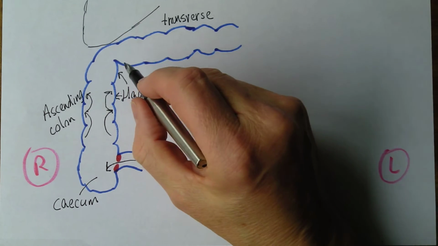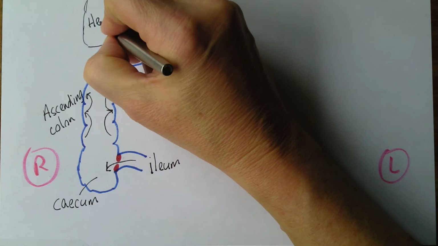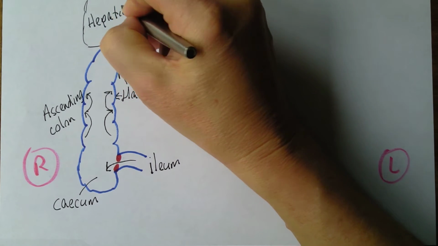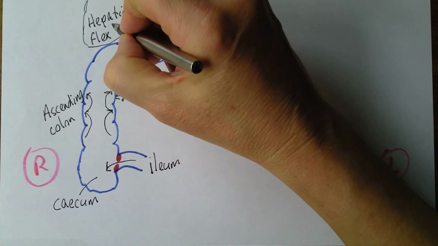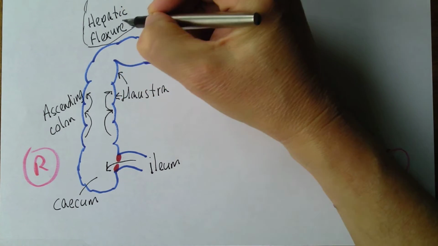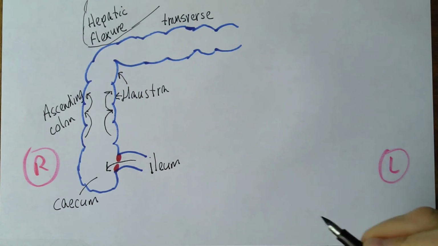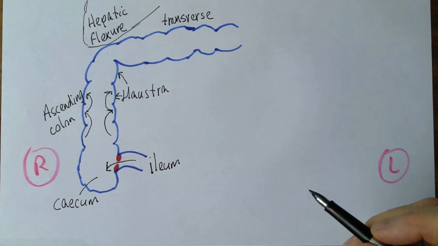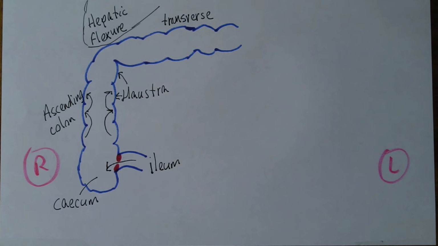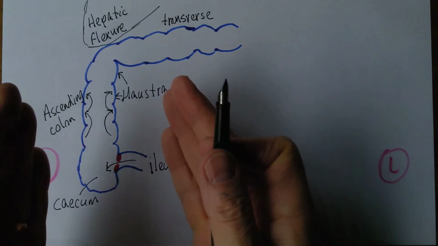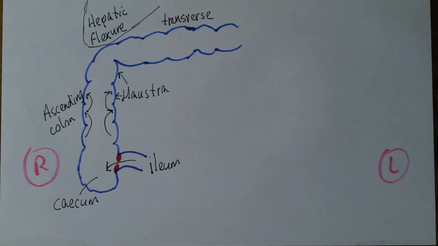So this bend here is called the hepatic flexure. A flexure is a bend. So that's the bend by the liver. And then we go along this way, with this same process of haustral churning, with some peristaltic contraction of the muscle to squeeze all the material along.